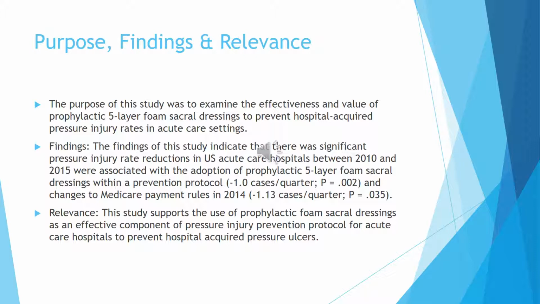The findings of this study indicate that there were significant pressure injury rate reductions in U.S. acute care hospitals between 2010 and 2015, associated with the adoption of prophylactic 5-layer foam sacral dressings within a prevention protocol and changes to Medicare payment rules in 2014. The relevance of this study supports the use of prophylactic foam sacral dressings as an effective component of a pressure injury prevention protocol for acute care hospitals to prevent hospital-acquired pressure ulcers.